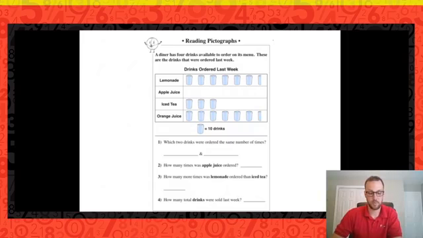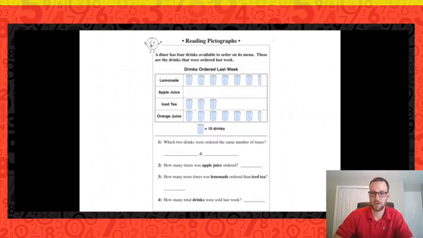All right, let's look at some more pictographs. So we're looking at a diner that has 4 drinks available to order on their menu. And then our pictograph shows what drinks were ordered last week. So it's telling us how many of each of the drinks off the menu were ordered last week. You can see, looking at our key, that each icon of a glass equals 10 drinks. So we want to know which 2 drinks were ordered the same number of times.